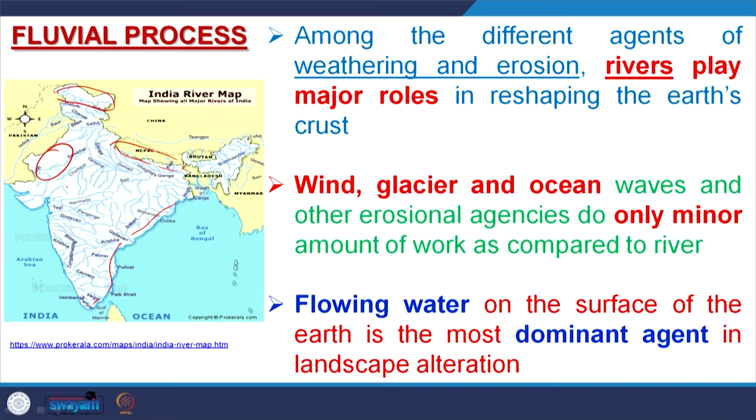So that is why we can say that, in comparison with other geomorphic agents, the rivers play major roles in reshaping the earth's crust. Similarly, winds, glaciers and ocean waves do work, but their work is confined to certain parts of the continent or certain parts of the globe. For example, glaciers are at the higher reaches and higher latitudes. Similarly, winds or arid zones are confined to particular geological environments and geographical regions, but a river has no boundary.